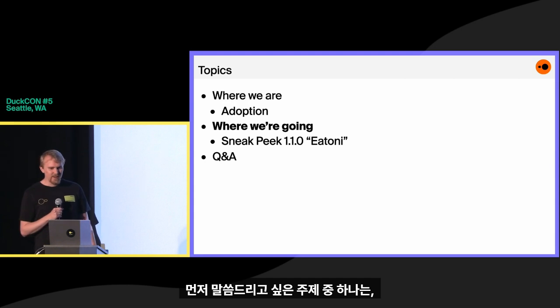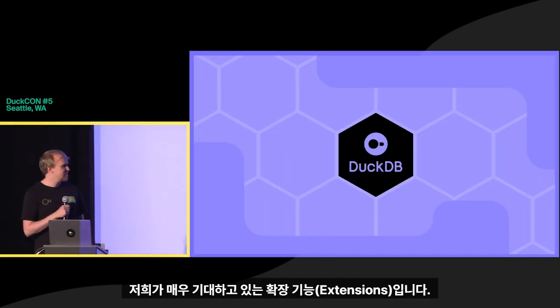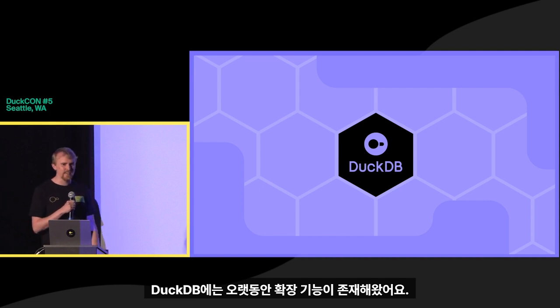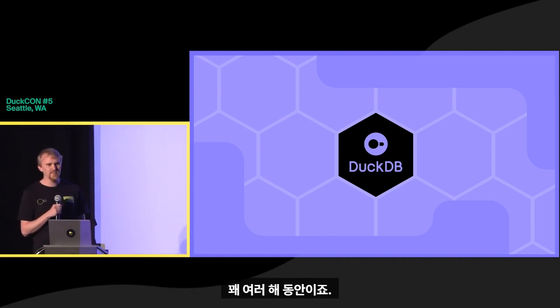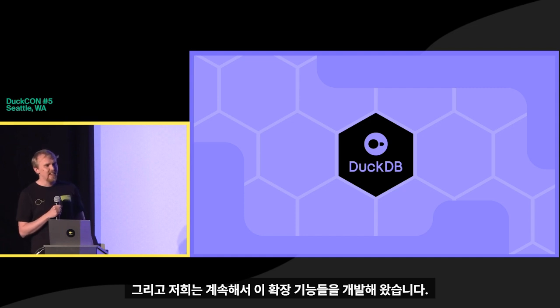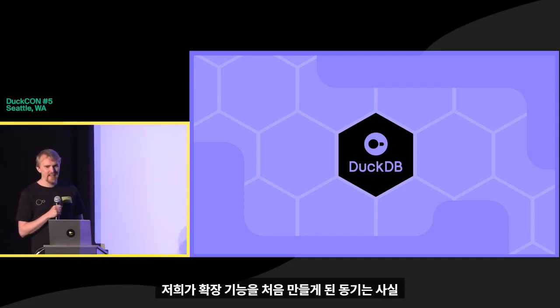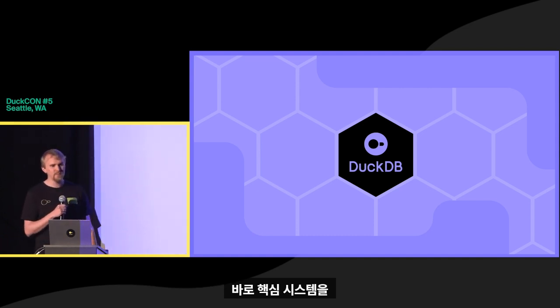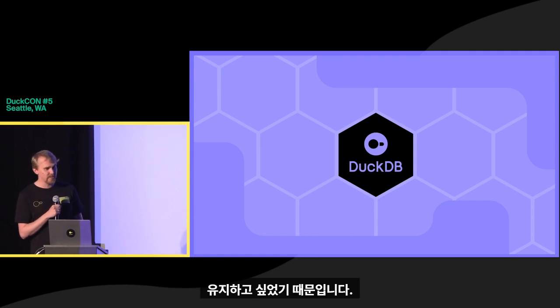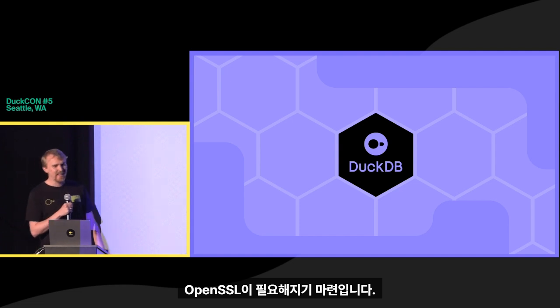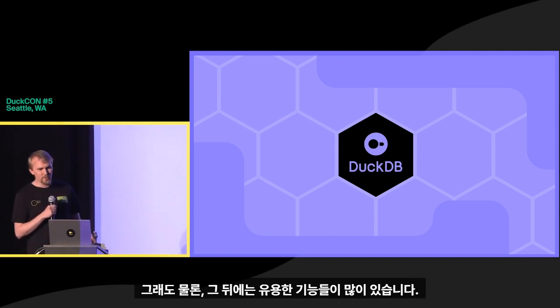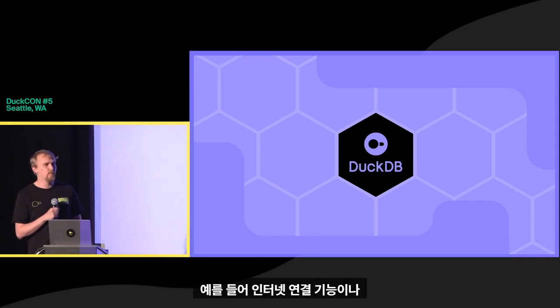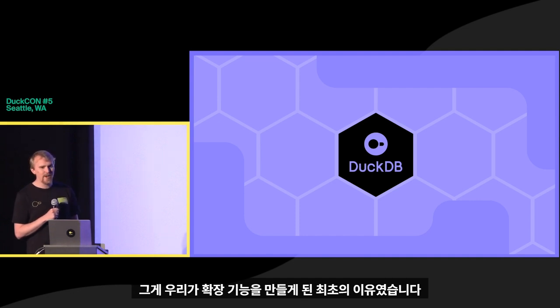So one thing that I want to talk about that we're very excited about is extensions. DuckDB has had extensions for a very long time, I think years at this point. The initial motivation behind why we made extensions ties into one of the core reasons why we made DuckDB in the first place, which is that we wanted to keep the core system simple to use, simple to install, and simple to set up. And unfortunately, at some point, you're going to need OpenSSL, and that is not any of those. But still, of course, there's a lot of useful functionality behind that, which is critical for internet connectivity, S3 connections, etc. That was the initial reason why we made extensions.